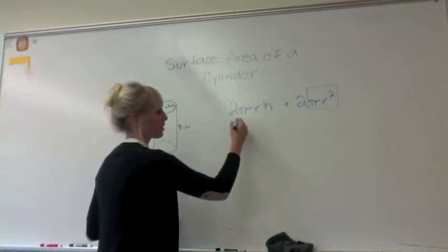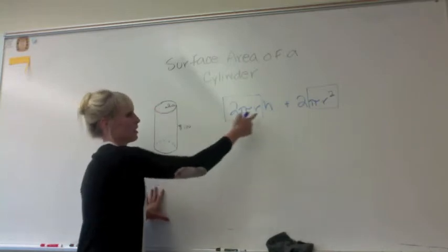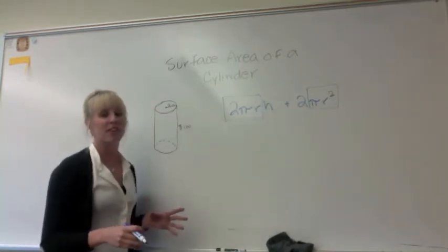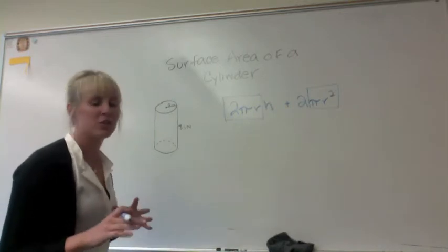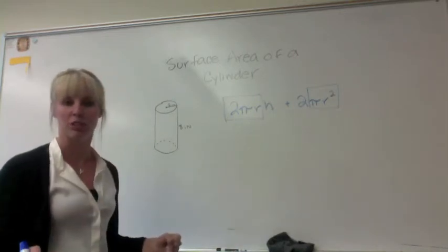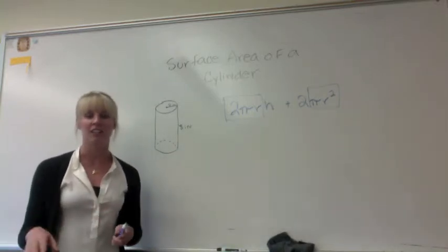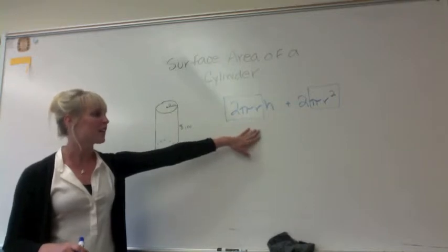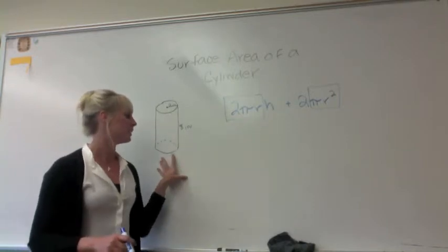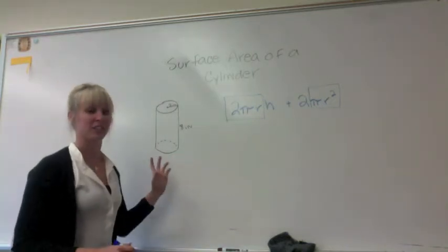This part is a little bit more confusing because you're multiplying the circumference of one of these circles by the height. We're going to talk about that a little bit more in class because it does get a little bit confusing if you don't have a real model of what a cylinder looks like. So we'll talk about that in class. Right now, I just want you to write this formula down, and we're going to do an example to teach you how to use the formula in order to find the surface area of a cylinder.